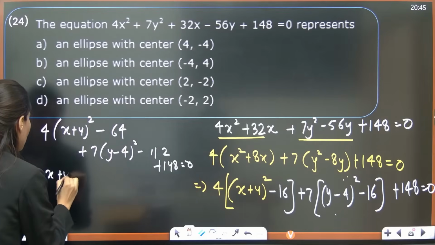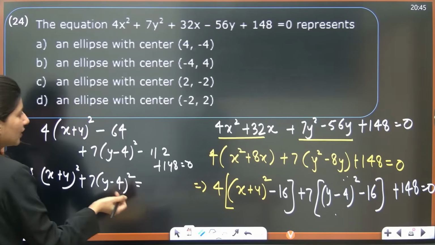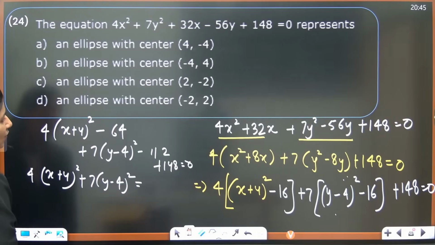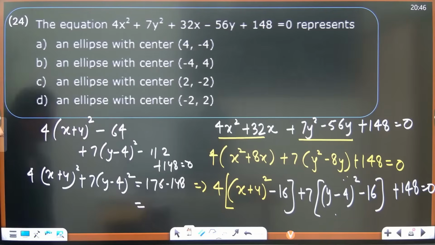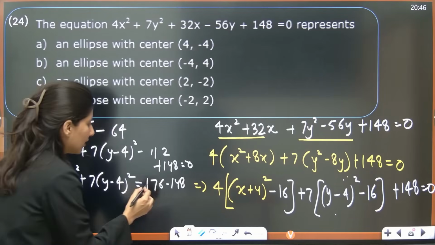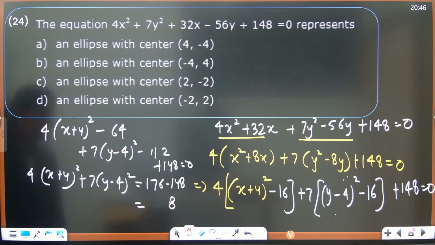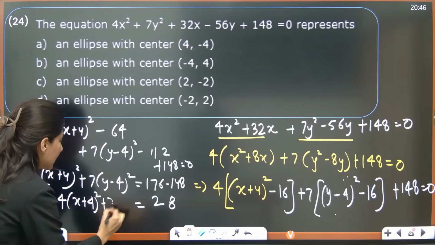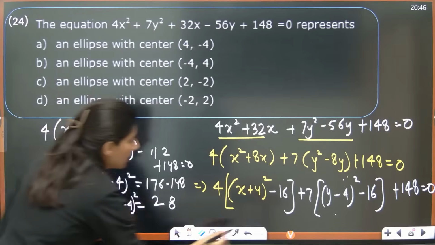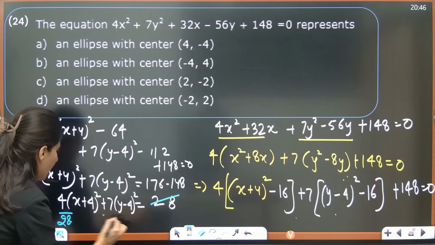So 4 times (x plus 4) whole square, 7 times (y minus 4) whole square is going to give you 64 plus 112, so 176 minus 148. If you solve it, what will you get? That is 28. So 4 times (x plus 4) whole square plus 7 times (y minus 4) whole square equals 28. Now just divide it by 28, so this 28 is gone, upon 28 upon 28.